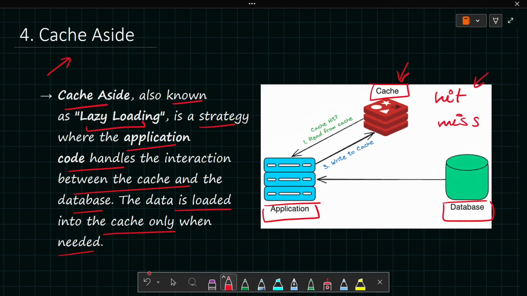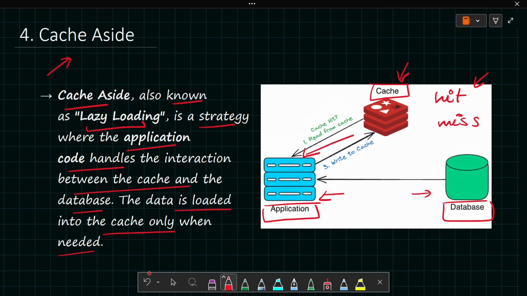Suppose there is a hit, then we are going to read the data from the cache memory itself. But if there is a miss, then first we are going to request the database and the data is going to be fetched, and then it is going to be stored in the cache memory, and then again we are going to repeat the same process.